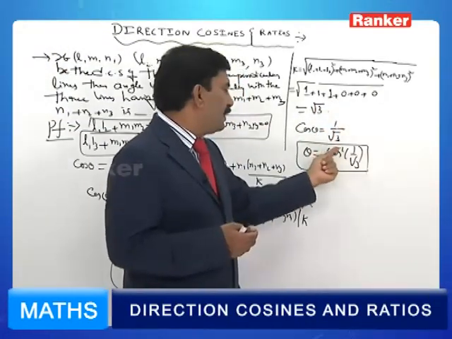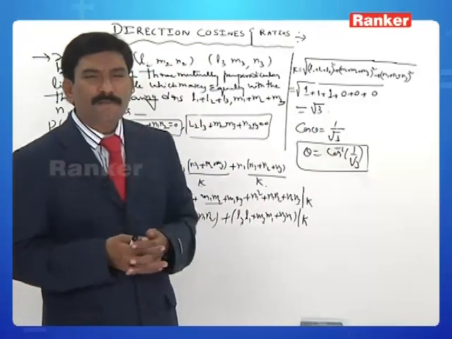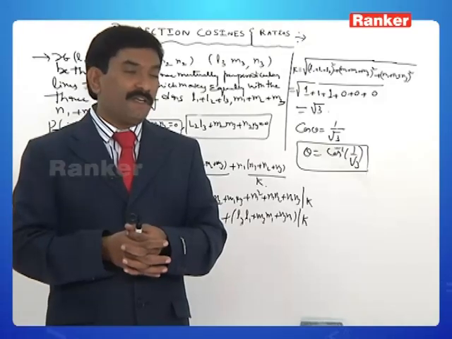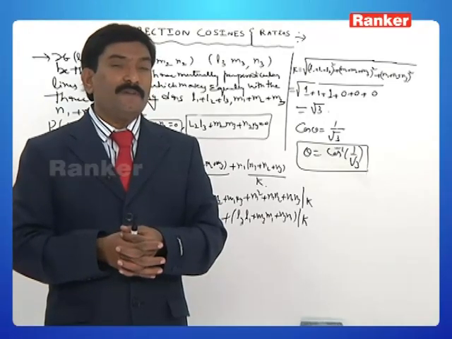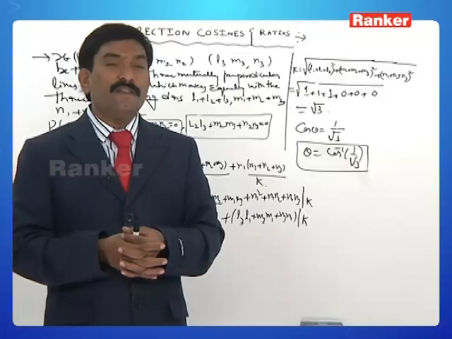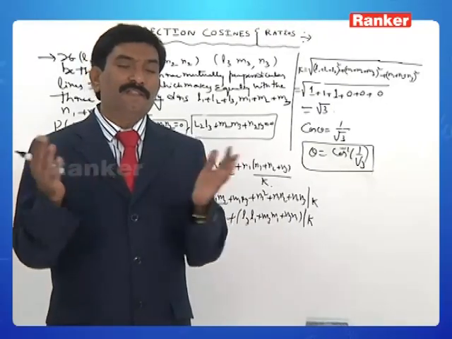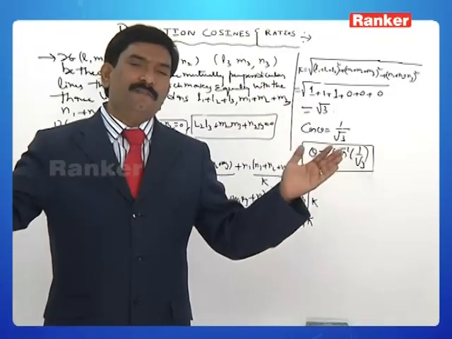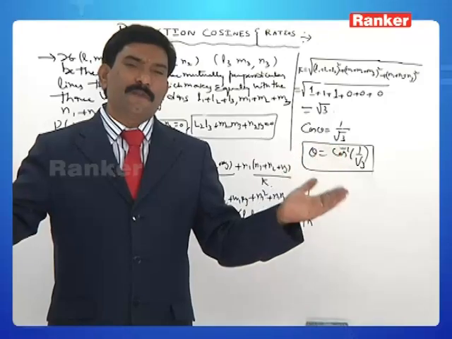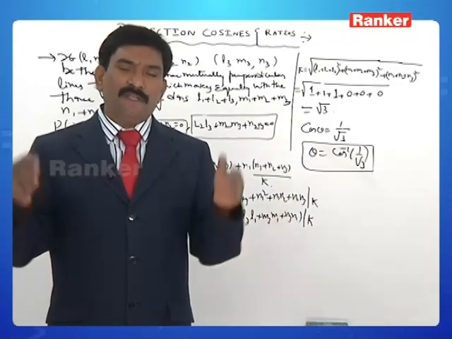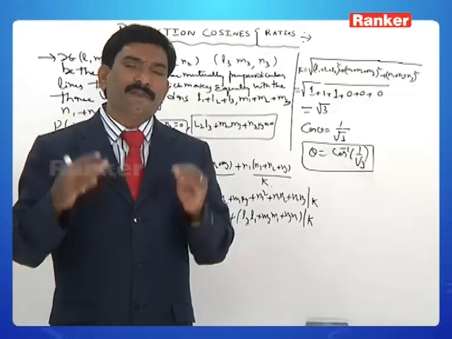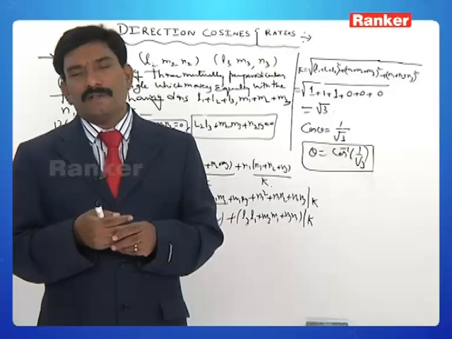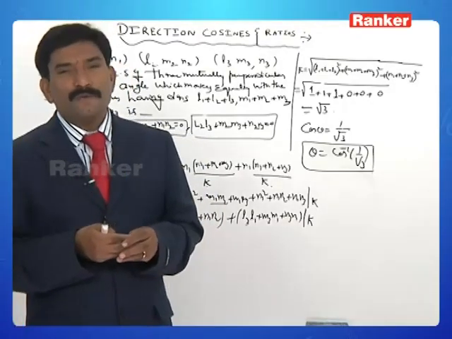Cos theta is equal to 1 by root 3. Therefore, theta is equal to cos inverse of 1 by root 3, in which the line having the DRs l1 plus l2 plus l3, m1 plus m2 plus m3, n1 plus n2 plus n3, which makes an angle theta with the 3 lines having DCs l1, m1, n1, l2, m2, n2, l3, m3, n3, is given by theta equal to cos inverse of 1 by root 3. The required line makes an angle cos inverse of 1 by root 3 with the first line, with the second line, as well as the third line.